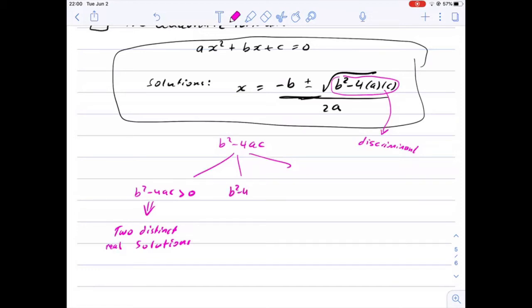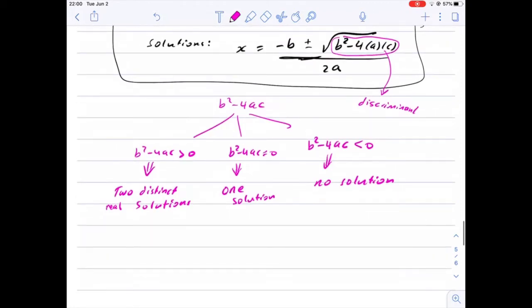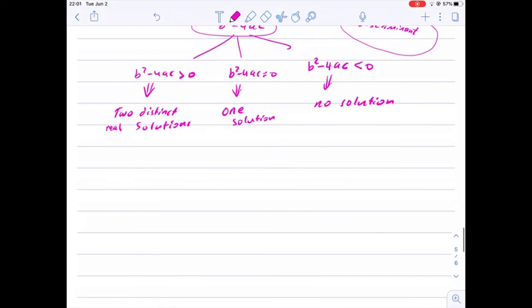And if b squared minus 4ac is equal to 0, then we only have one solution, sometimes called a repeated solution. That means when we solve the equation, we may get x equals 1 and x equals 1. That means we only have one solution, x equals 1. Or if b squared minus 4ac is less than 0, that means we don't have a solution for the equation, so no solution in the real numbers. Okay, so these are the three cases. Depending on this expression called the discriminant, we can determine the number of solutions.